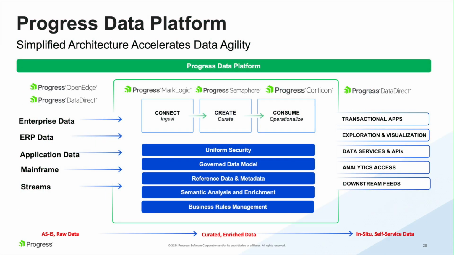So in summary, the Progress Data Platform gives you the tools you need to ingest, store, and index all of the data from your enterprise, curate it, and make it available to all potential data consumers. Through our robust connectivity tools, you can read and ingest the data into your data store from OpenEdge and any other source. You can use semantic integration and business rules to curate the data and create new content as appropriate. And you'll provide a gateway to operationalize the data and make it consumable through all different avenues, including AI integration.